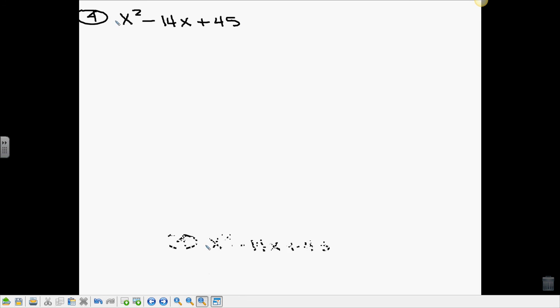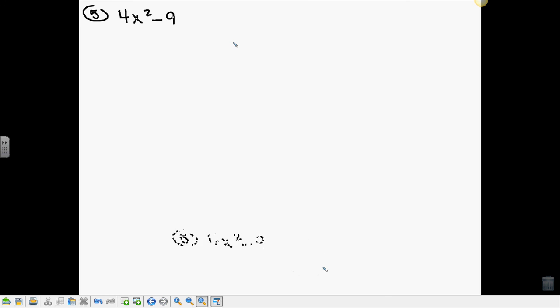This one, what multiplies to 45 but adds to negative 14? Because there's a 1 in front of the square, the answer is going to be the pair. I don't even need to do that off to the side. What multiplies to 45 but adds to negative 14? Negative 9 and negative 5. That's it, you're done. Last question.